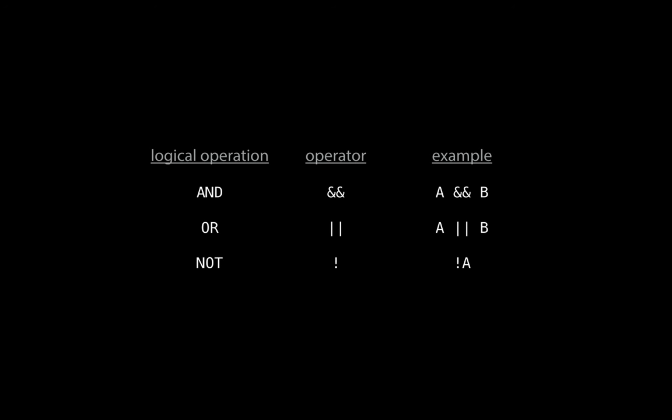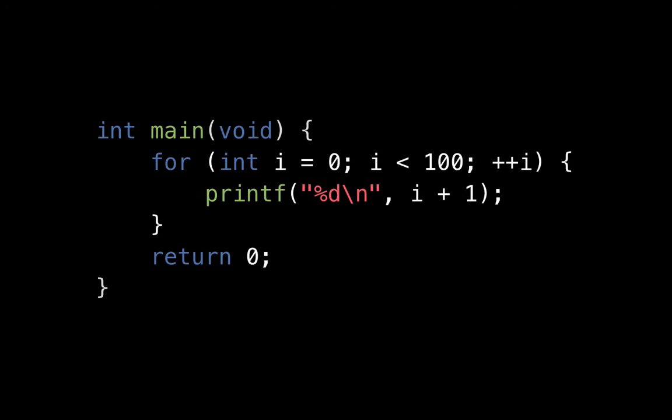Another use case for conditions is for iteration, such as in while and for loops. These repeatedly execute a block of code while a particular condition is true. For example, this code outputs the numbers from 1 to 100, separated by new lines. The loop condition is checked before the block is executed, and when its execution is finished, the condition is checked again to see whether the block should execute again.